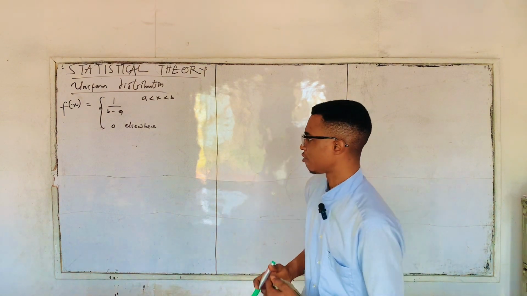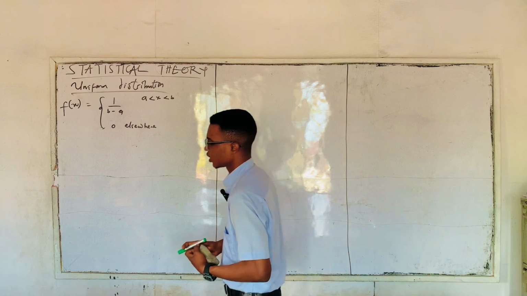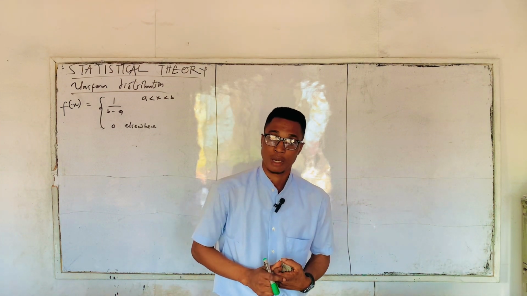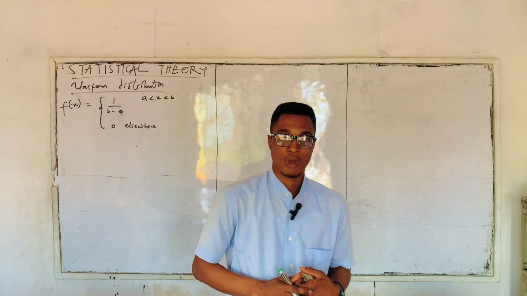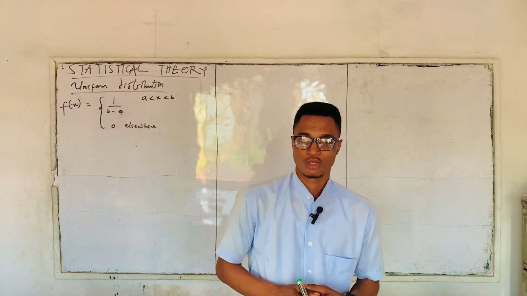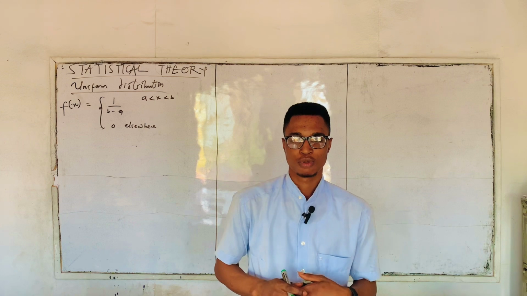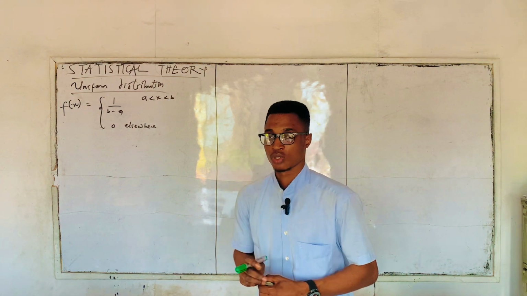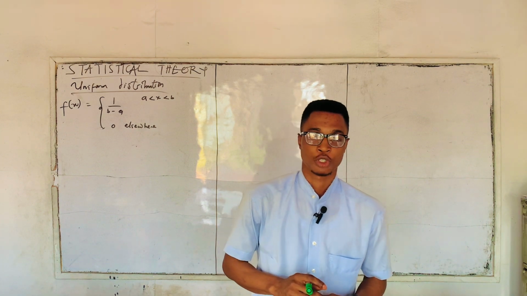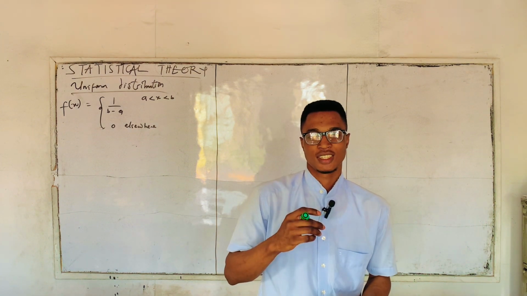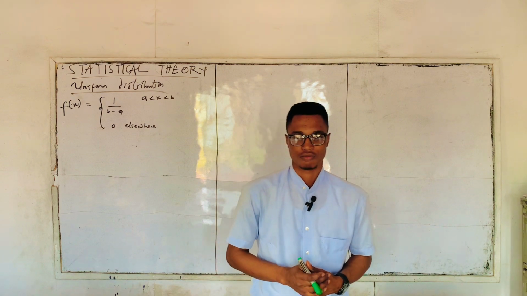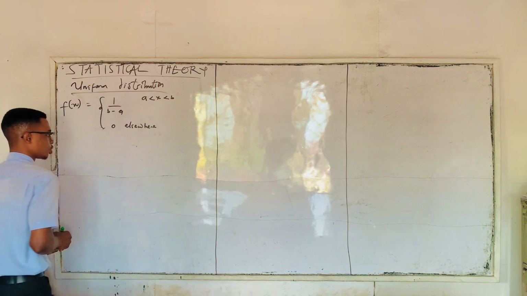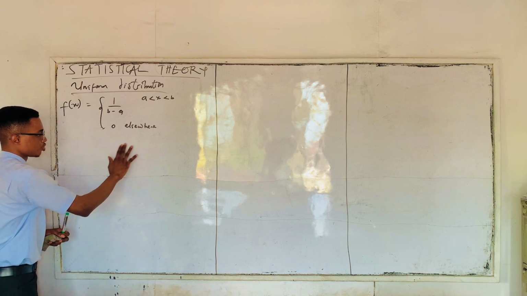However, the mean and variance of this distribution can be proved using two methods. We have the moment generating function approach and the normal integration method. So in today's video, we shall prove this distribution using both the moment generating function approach and the normal integration method. So let's have it. Let's use the normal integration method to prove the mean and variance of this distribution.